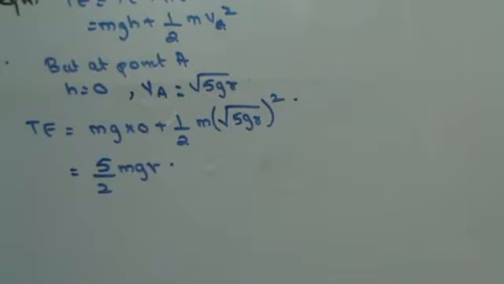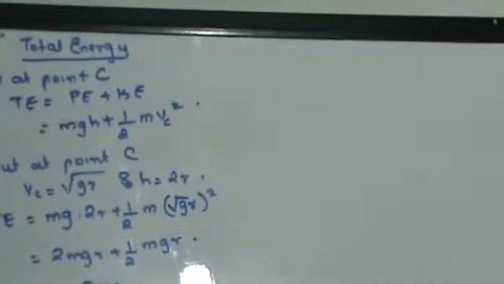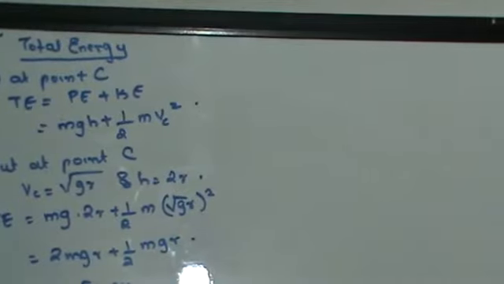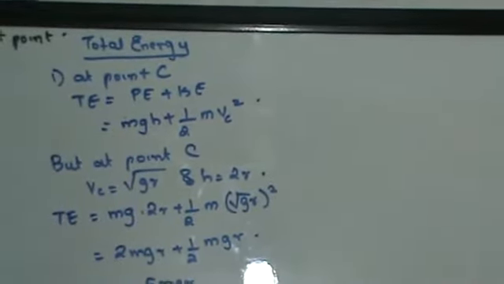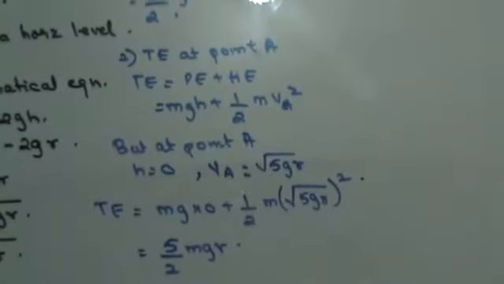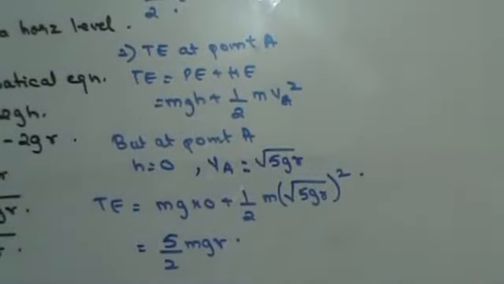Like in the case of point C, your potential energy is 2 mgr and kinetic energy is half mgr. Whereas at point A, your potential energy is 0, whereas your kinetic energy is 5 by 2 mgr. Right? So potential energy decreases, kinetic energy increases, as a result of which total energy is conserved. Fine, do we get this thing here?